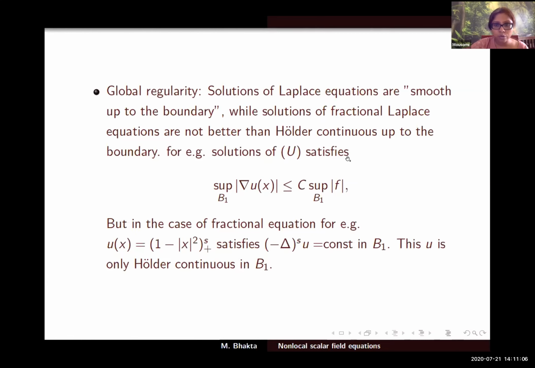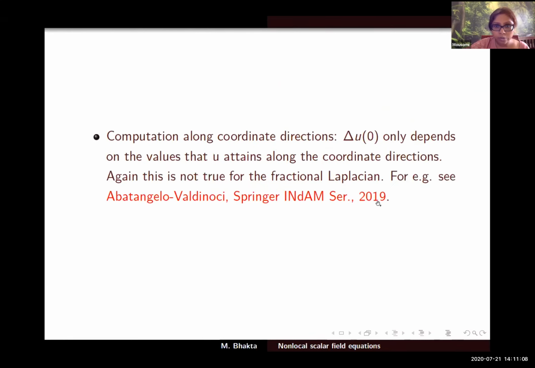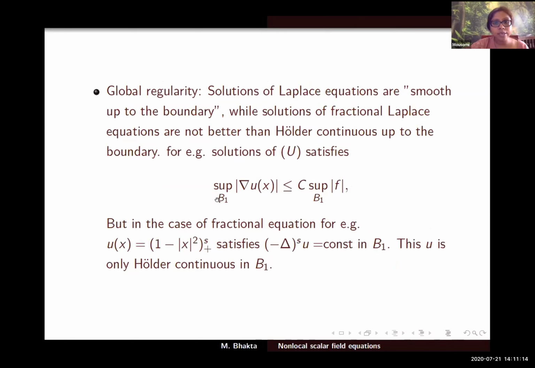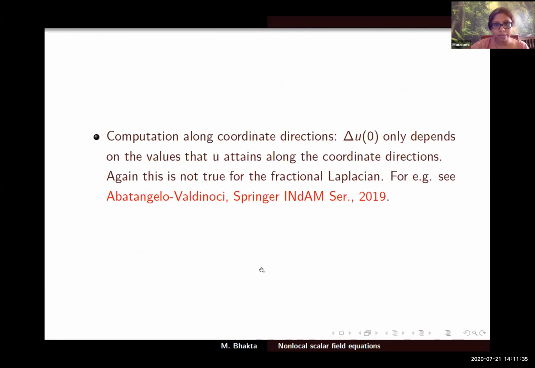If you go back to this equation one, there you can see that you can control the sup norm of the gradient by this one. But in the case of the fractional Laplacian, see this example, u(x) equals (1 minus |x| squared) to the power s, positive part. This satisfies fractional Laplacian equal to a constant, but it is only Hölder continuous in B1. You cannot get more than that.